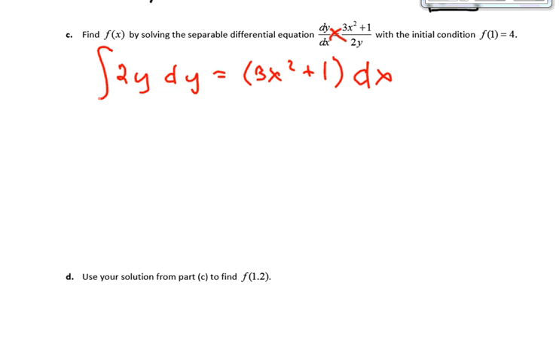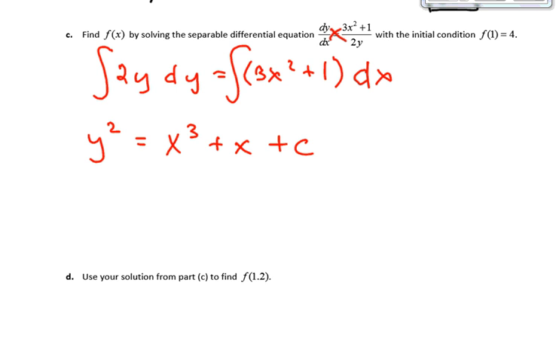And at this point now, we can take the integral of both sides. The integral of 2y is going to be y squared. Again, you don't have to put the plus c on this side. And then the integral of 3x squared plus 1 is x cubed plus x, and then plus c.